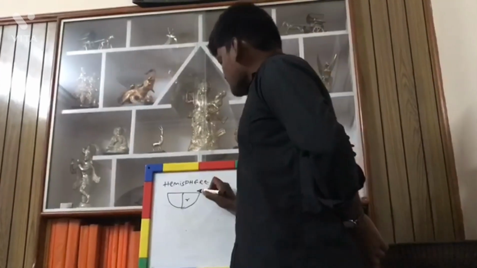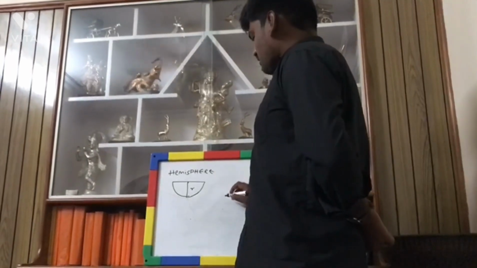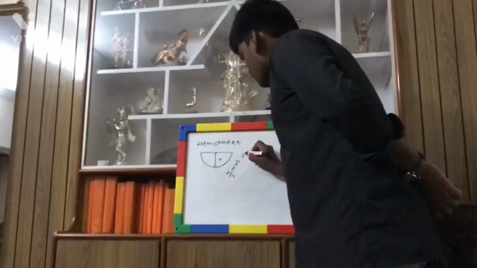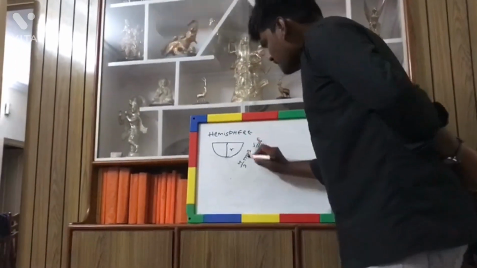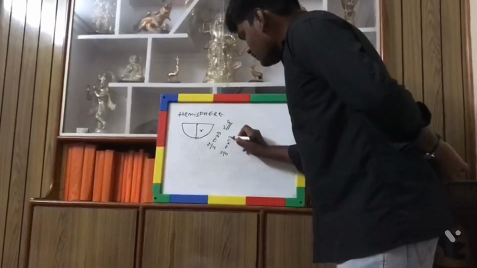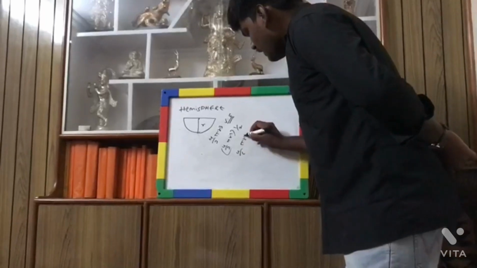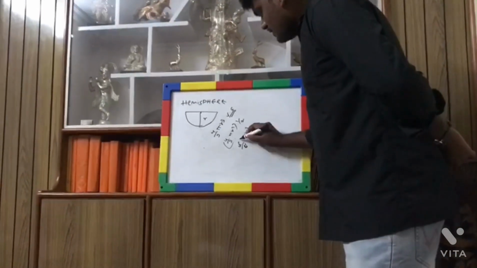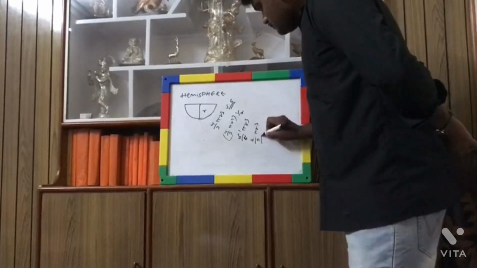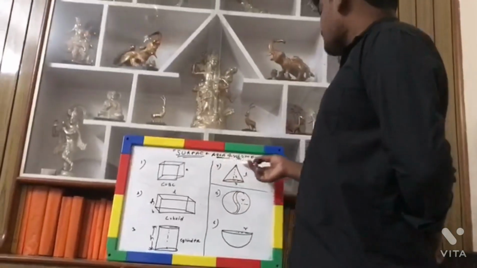The next three-dimensional figure we can see is a hemisphere. It is a half cut of a total sphere. So 4 by 3 pi r cube is the volume of a sphere. For a hemisphere it will be half, meaning 4 by 3 pi r cube into 1 by 2, that is 4 by 6 pi r cube. It gets cancelled and becomes 2 by 3 pi r cube. So these are the three-dimensional figures which we have studied.